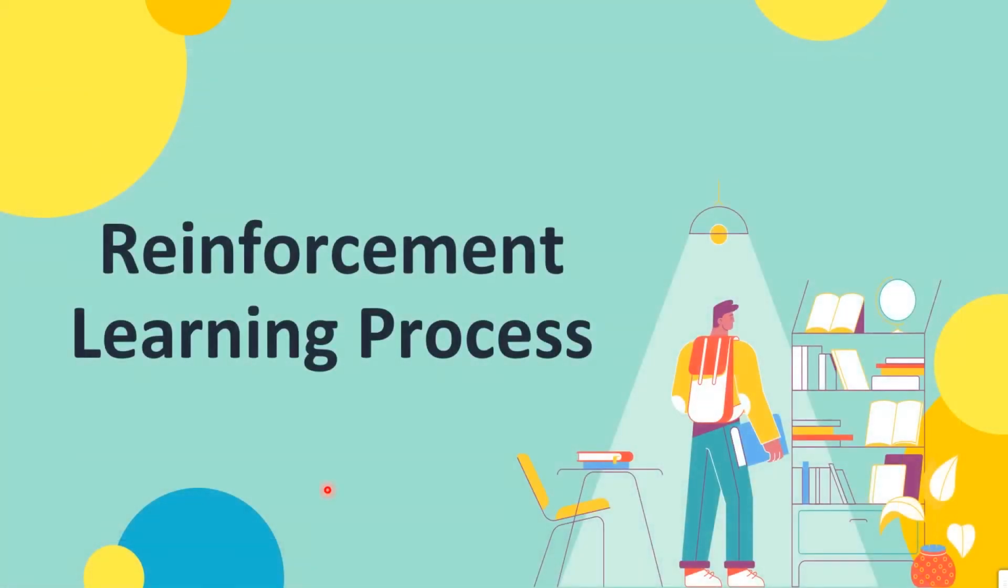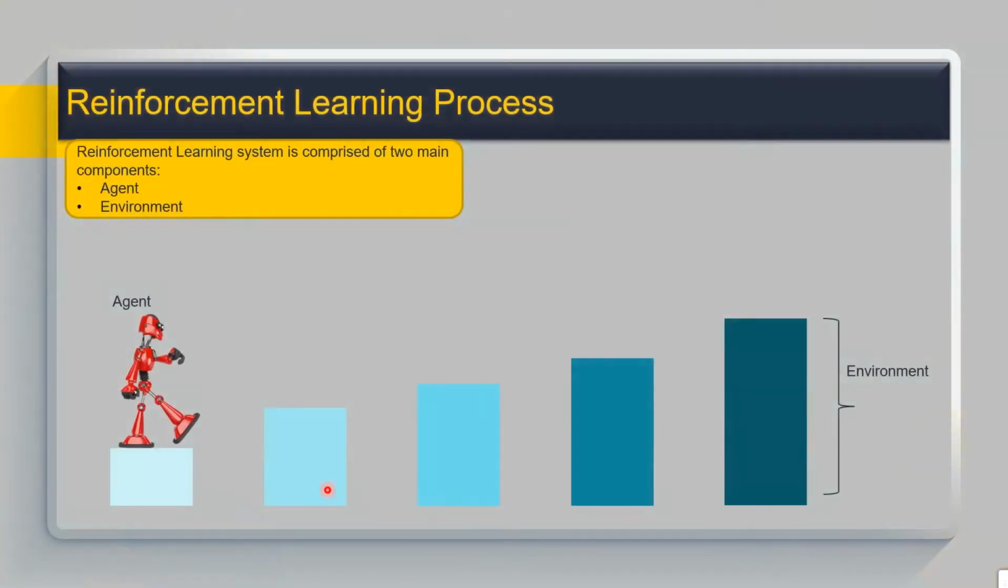Now let's look at the reinforcement learning process. So generally, a reinforcement learning system has two main components. The first is an agent and the second one is an environment. Now in the previous case, we saw that the agent was a baby and the environment was a living room where the baby was crawling. The environment is the setting that the agent is acting on and the agent over here represents the reinforcement learning algorithm.